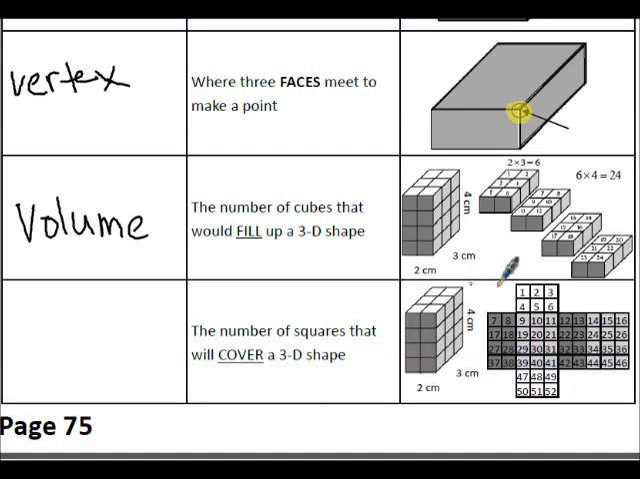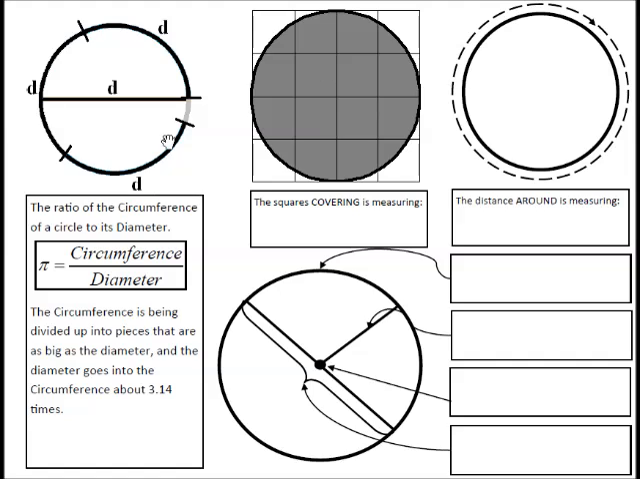If I want to know the number of squares that will cover a 3D shape, I can unwrap the wrapping paper that covers that box and see what the area of each of those 6 faces is going to be. So I find the area of each of those faces, or surfaces. The whole thing is called the surface area when I find the area of each of those rectangular faces.